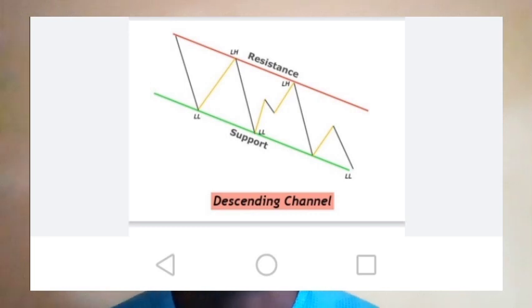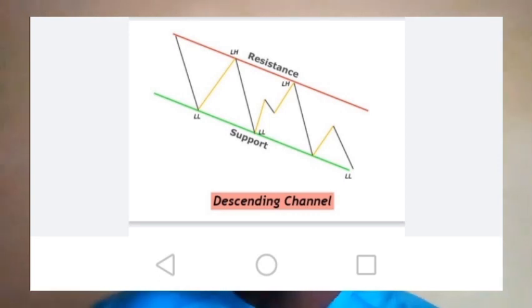Okay guys, the next one is the rectangular channel. This one is one of the first chart patterns that I started with when I was still struggling with Forex, and it used to make me some money. In this one, you have two trend lines, the lower trend line and the upper trend line. The lower one acts as a support level, and the upper one acts as the resistance level. This one will go on making higher highs, lower lows, higher highs, lower lows.